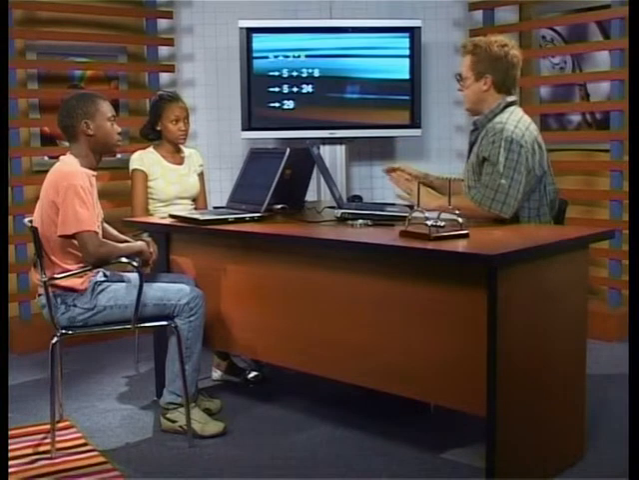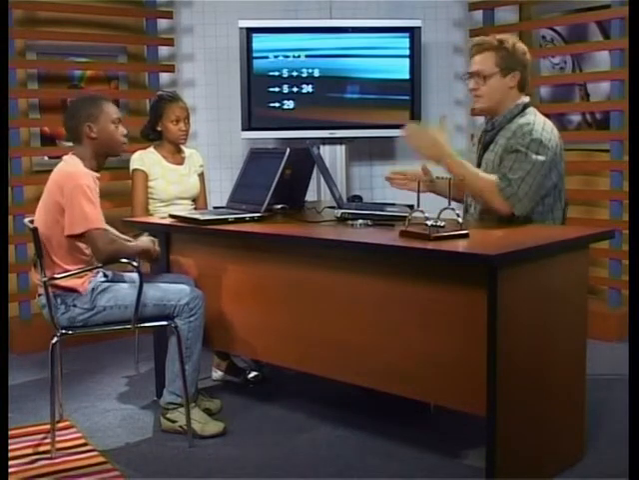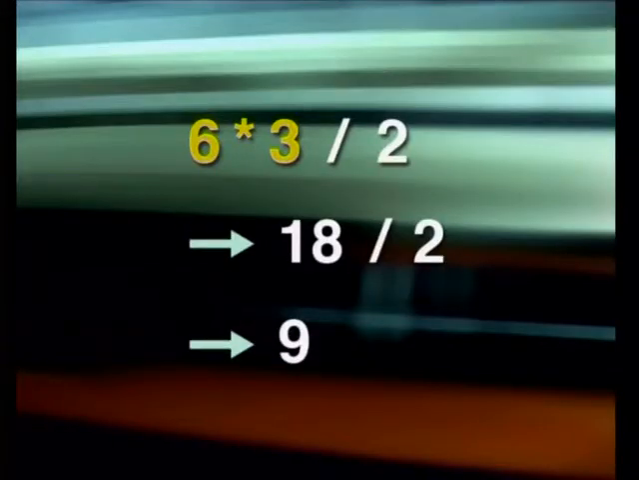Now, when operators have the same precedence, they're performed from left to right. For example, 6 multiplied by 3 divided by 2. Multiplication and division have the same precedence, so they're executed from left to right. Therefore, the 6 multiplied by 3 will be done first, giving the answer of 18. Then 18 will be divided by 2 to give an answer of 9. Of course, we can change the order of operations by using brackets.